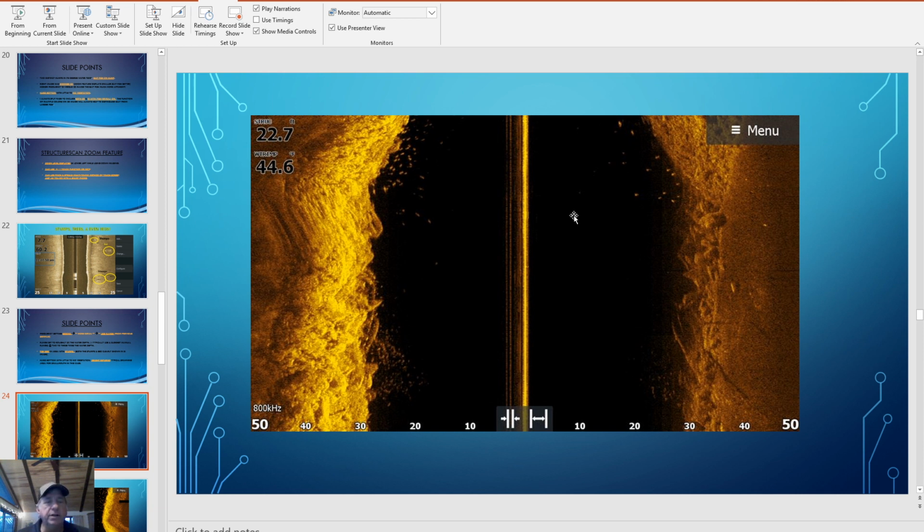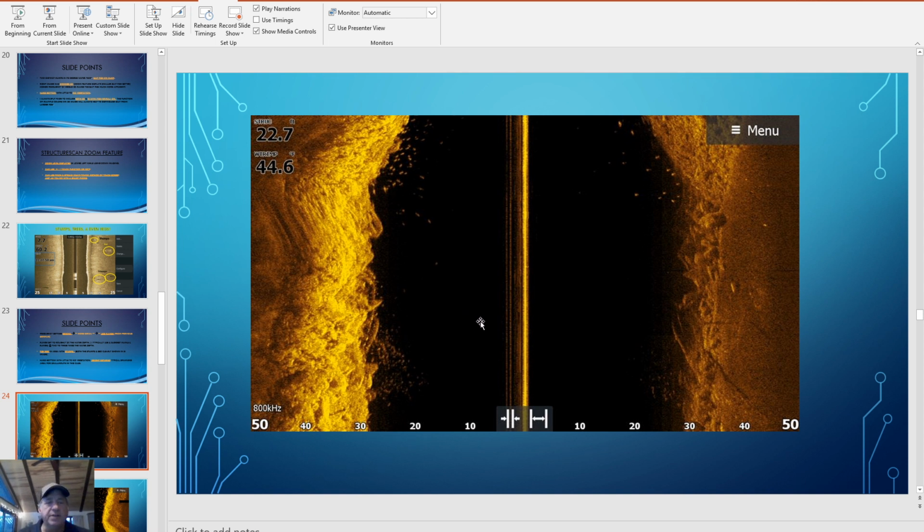This particular screenshot was taken last fall. You can see the water temperature wasn't even 45. My depth at the time was almost 23 feet. I don't have the range that well, actually I do. I had it set to 50. So again, not quite 3 times, but somewhere between 2 and 3 times the depth.